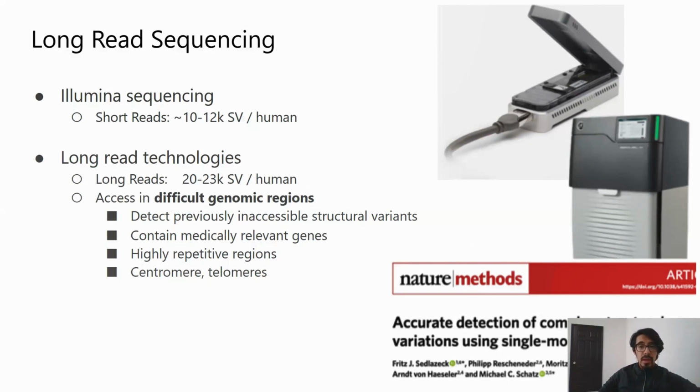But not only the number is important, as long-read technology gives us access to difficult genomic regions, as we're able to detect previously inaccessible structural variants in medically relevant genes that cannot be accessed with short-read data, and in highly repetitive sequences, which also include the centromere and the telomere.